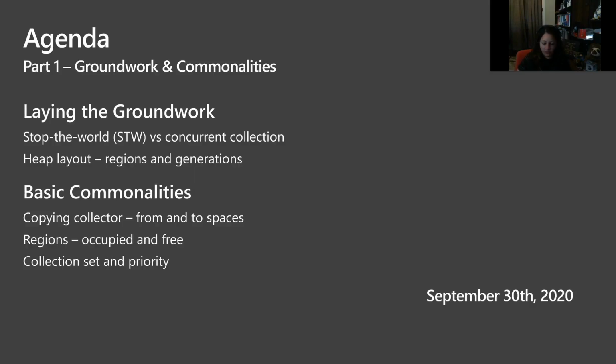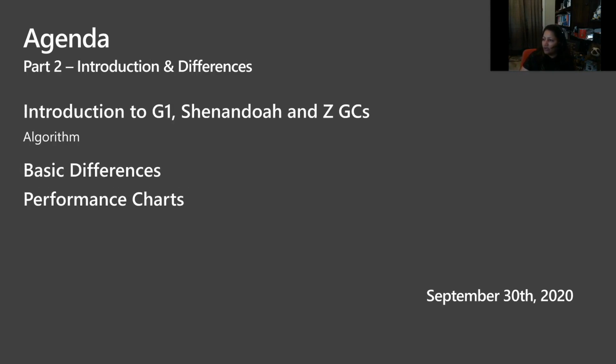So here's the agenda. I want to talk about what it means to be a stop the world collector versus what it means to do concurrent collection. I will also talk about the heap layout, which is when I was talking about regionalized heap, what does that mean? And what does it mean to be generational as well? I will talk about the commonalities between G1, Shenandoah, and ZGC, and I'll talk about how a particular collection happens in these three collectors. I'll do a quick introduction to all these collectors and a quick comparison table between the collectors, and then we'll dive into the performance charts that I have.